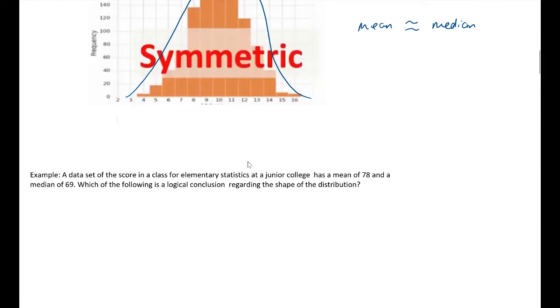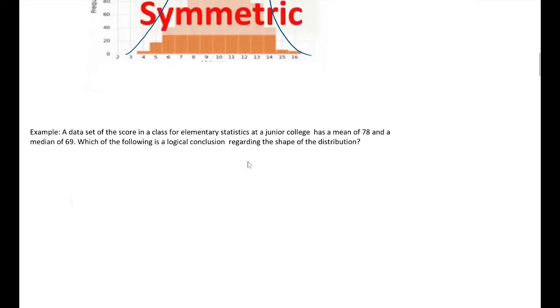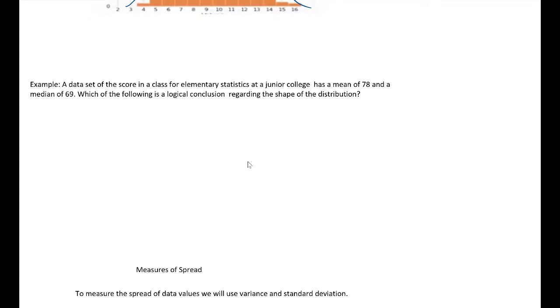Okay, so here we go. A data set, for example, of the scores in a class for elementary statistics at a junior college has a mean of 78 and a median of 69. Which of the following is a logical conclusion regarding the shape of the distribution? Meaning, are we left skewed, right skewed, or symmetric? We're going to compare the mean to the median. I like to put the mean on the left side; that's how you match up the directions. Our mean was 78 and our median was 69. So 78 is greater than 69. Our mean is greater than the median, which indicates we're going to have a right skewed distribution.